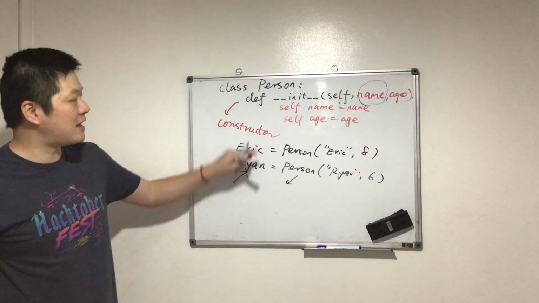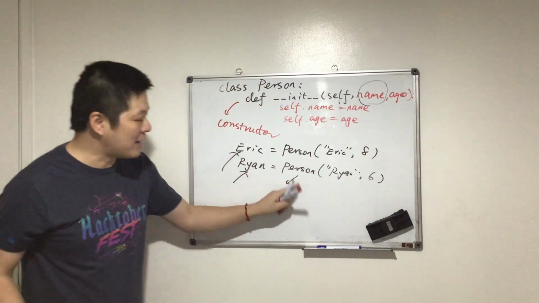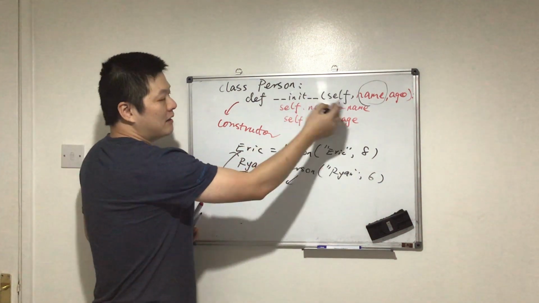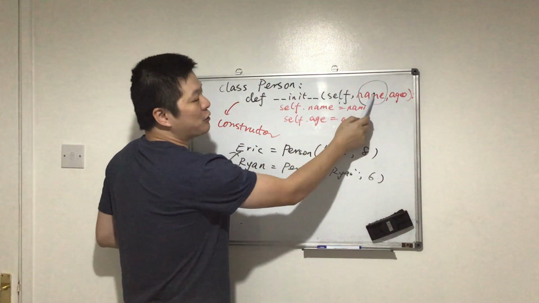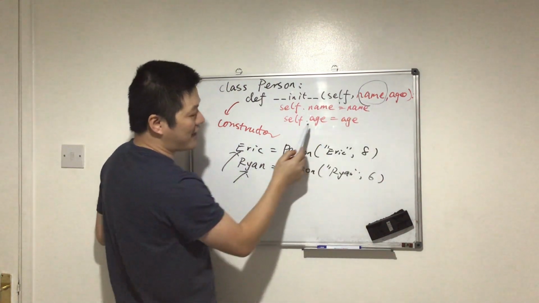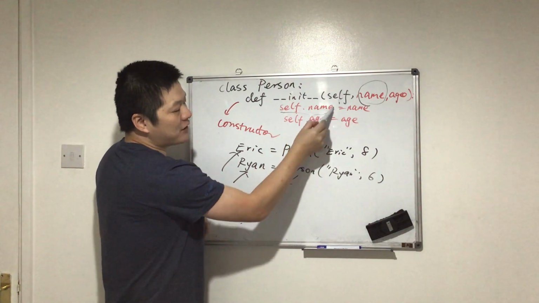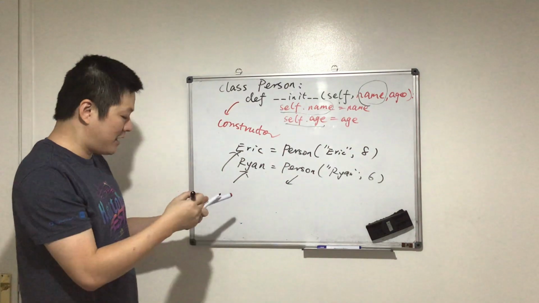As I said before, the class is used to create objects. Look, this class has a constructor, the builder function, which needs two parameters, name and age, and it will assign these two parameters using self.name and self.age as attributes. So what does it mean?